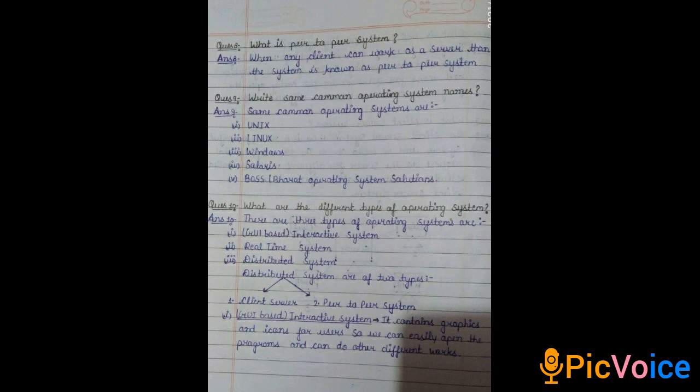And one more thing is the peer to peer system. Suppose there is a class with a teacher and students, and one student explains or describes something to everyone, then at this time the student becomes the teacher. That is known as the peer to peer system, when any client becomes the server.